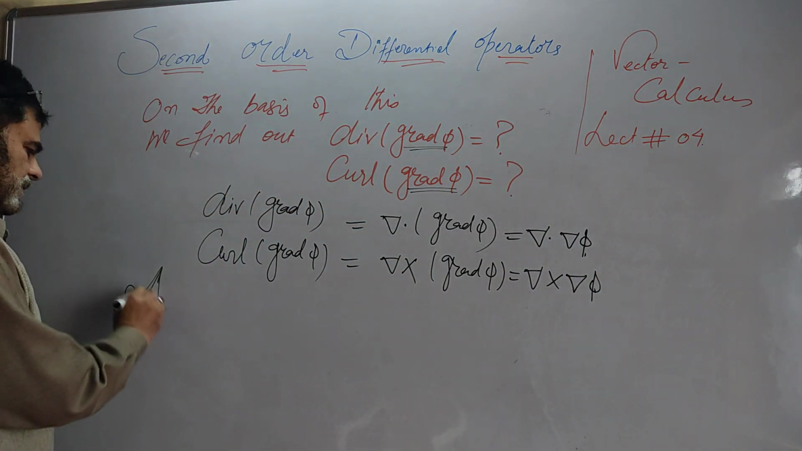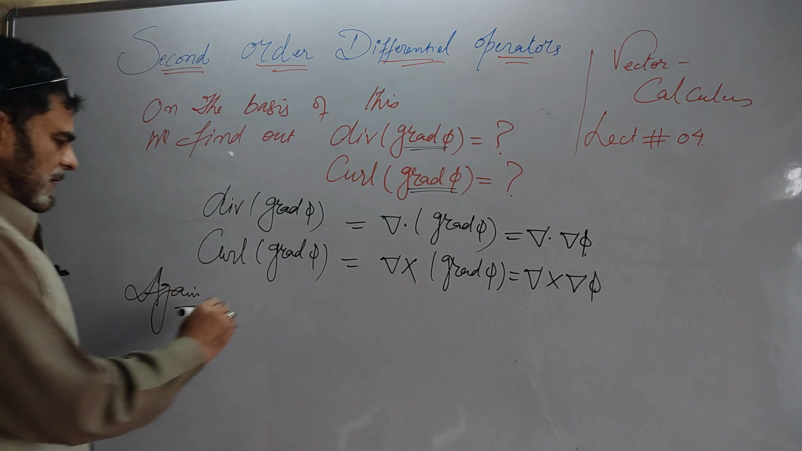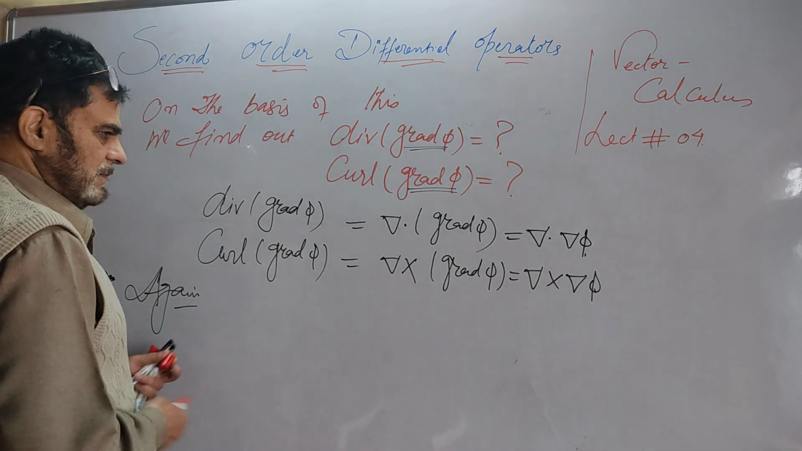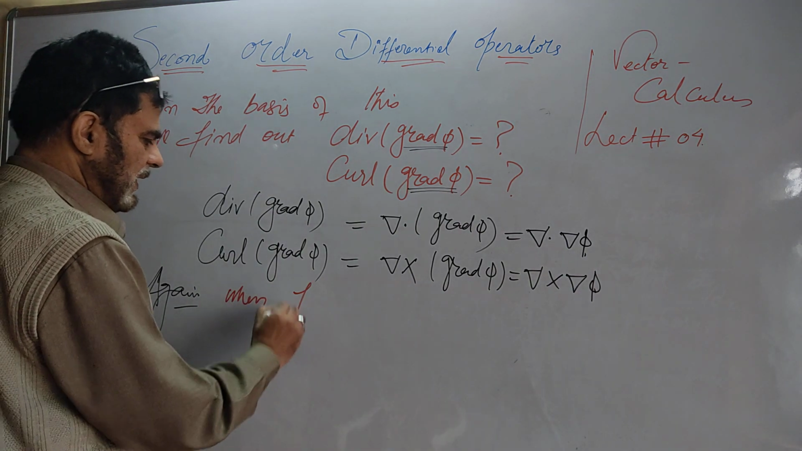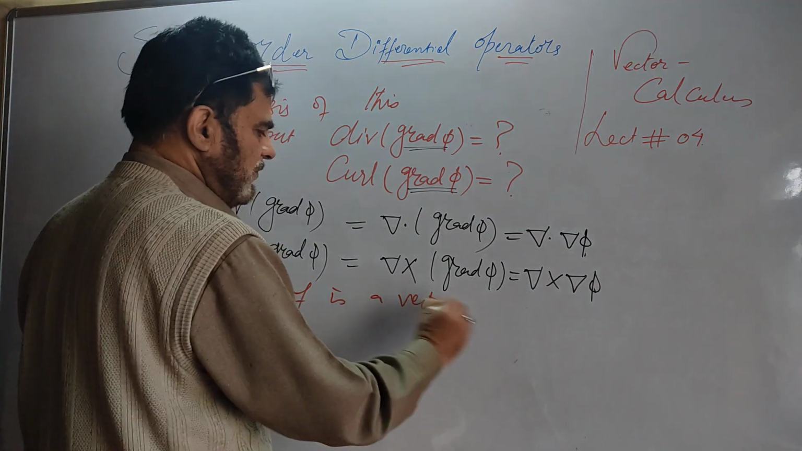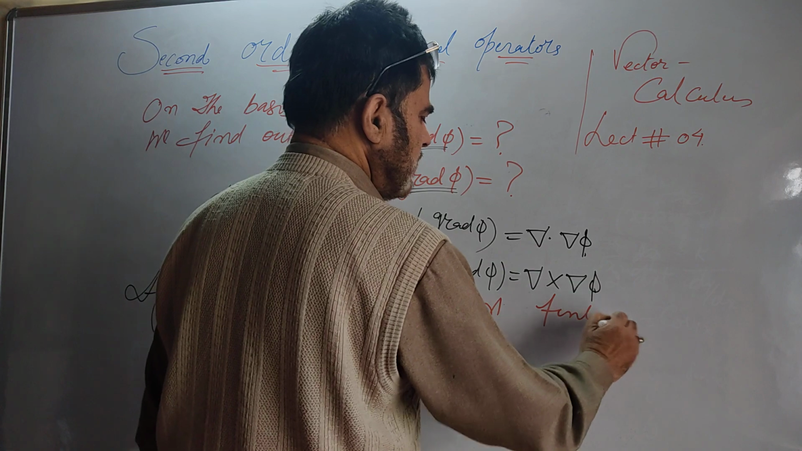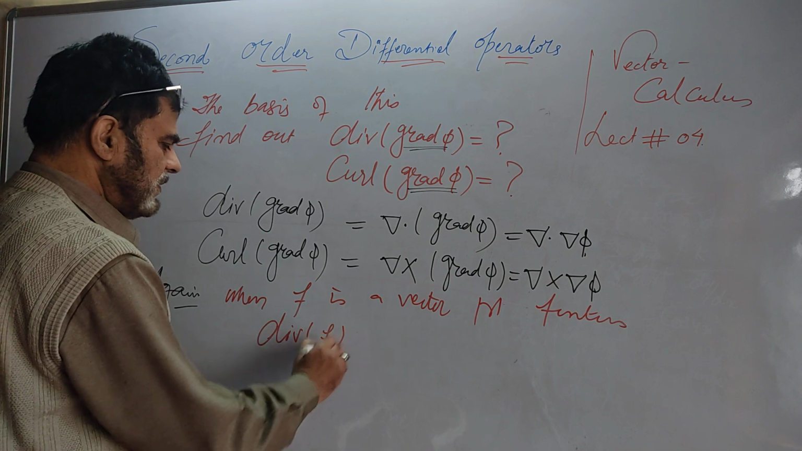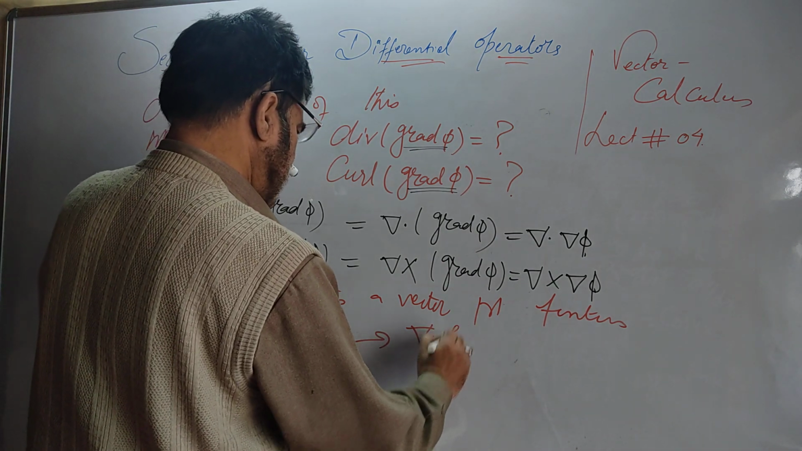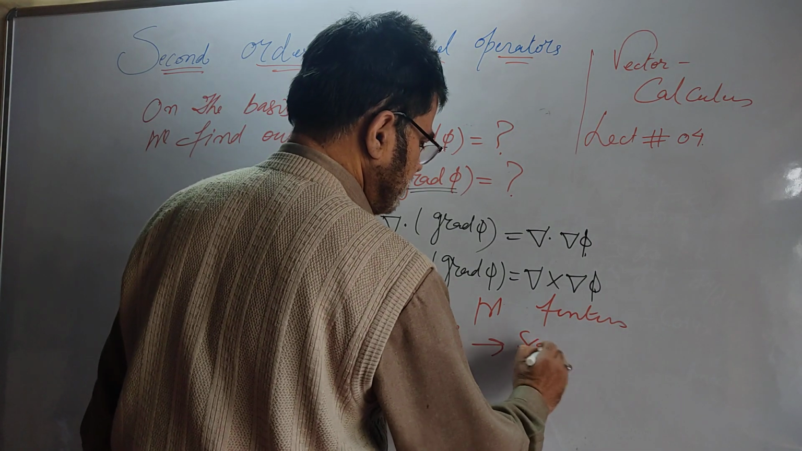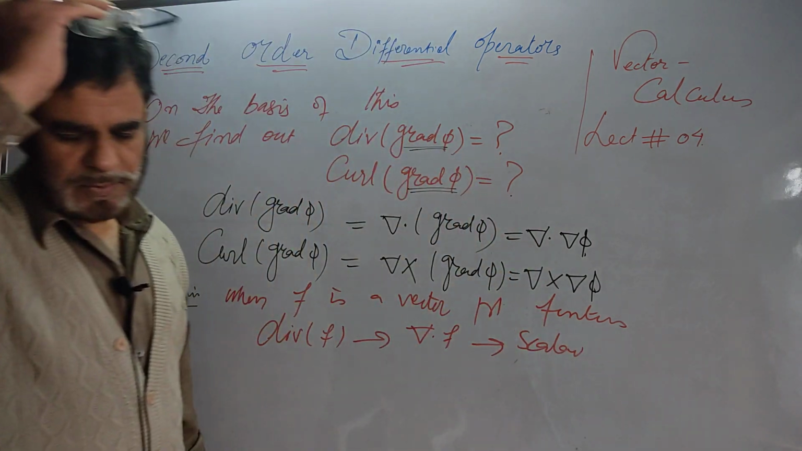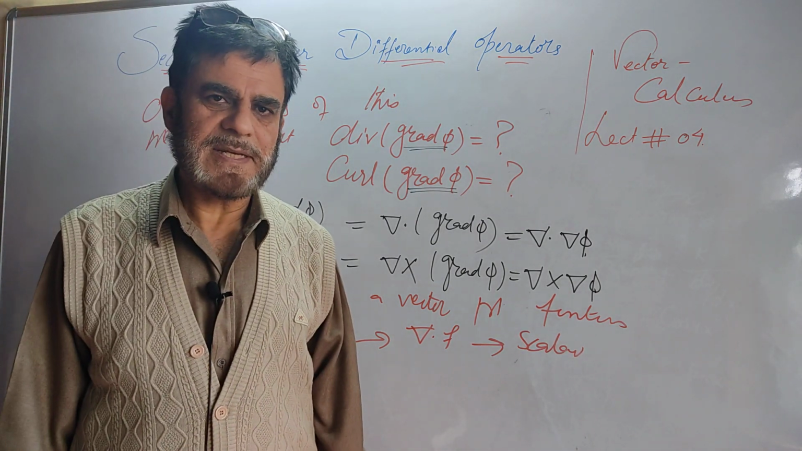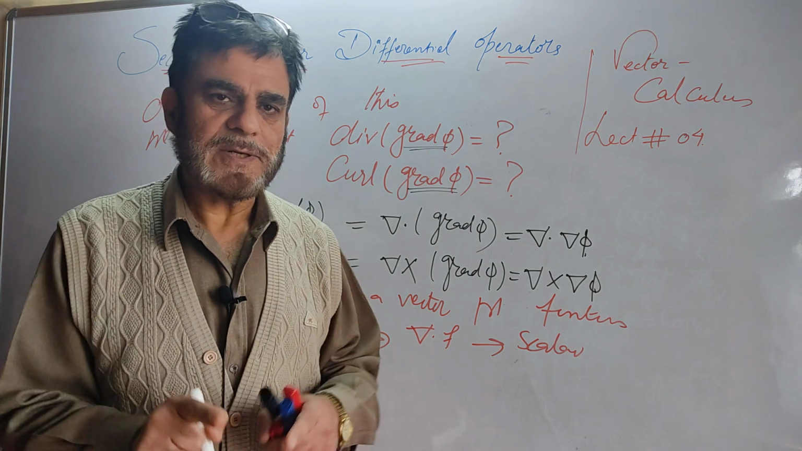Again, when f is a vector point function, what is your divergence of f? It is, of course, del dot f. It is a scalar, but you don't find out the divergence of a scalar, you don't find out the curl of a scalar, but you find out the gradient of the scalar.